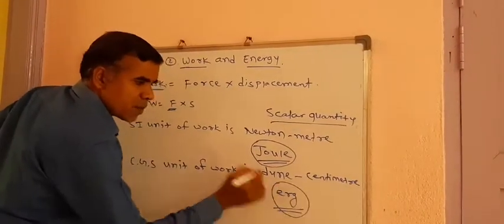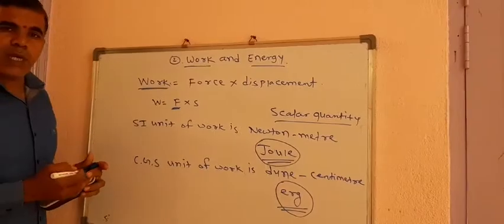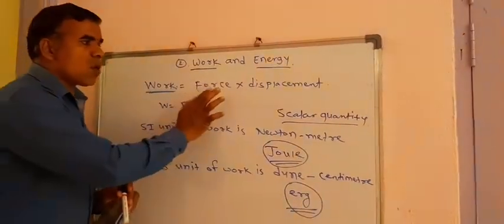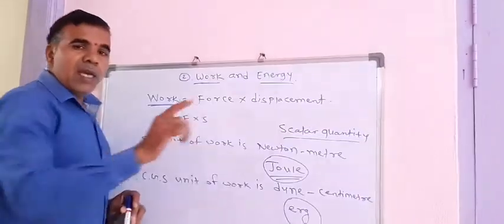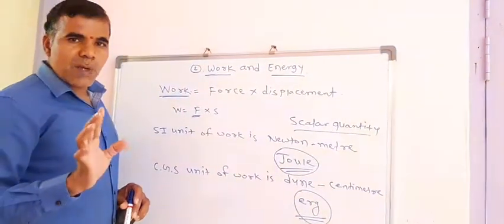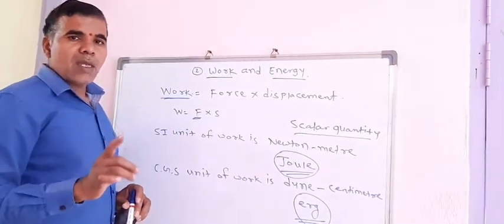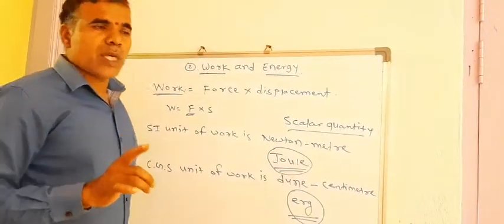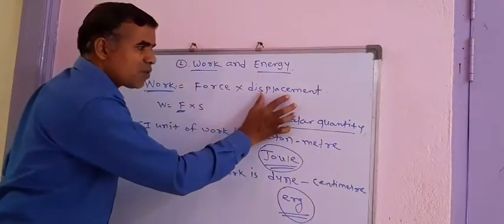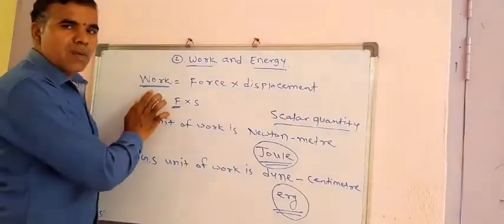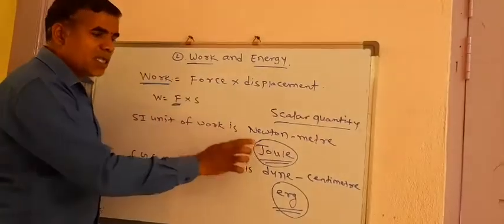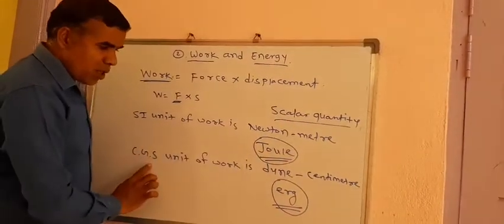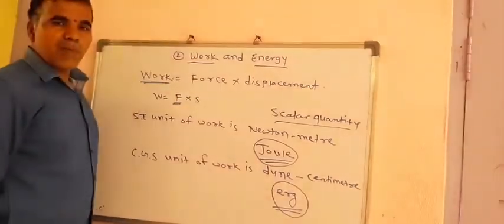So the definition of work is the product of force and displacement. In other words, work is when a force applied on an object causes a displacement. The SI unit of work is the joule. The CGS unit of work is the erg.